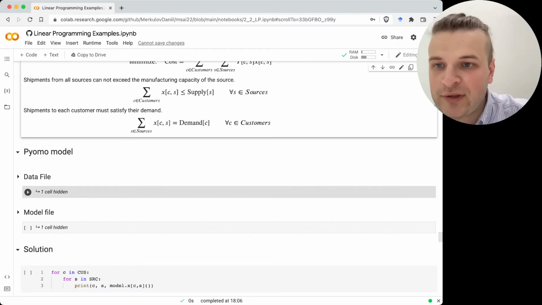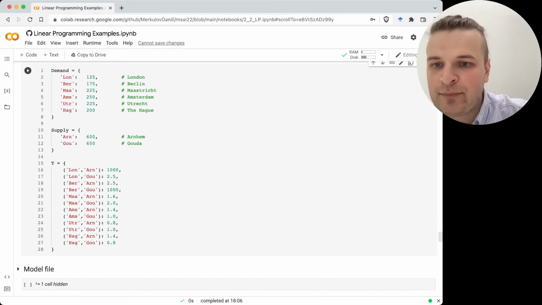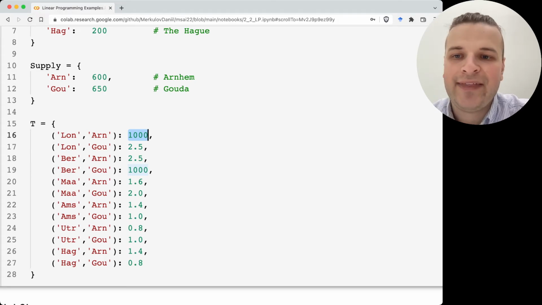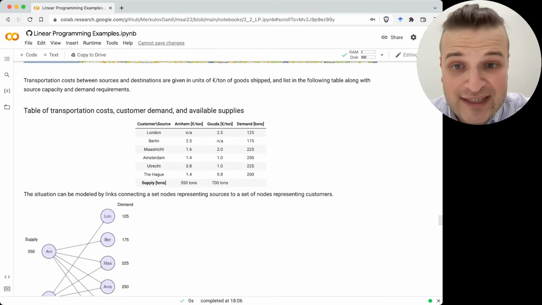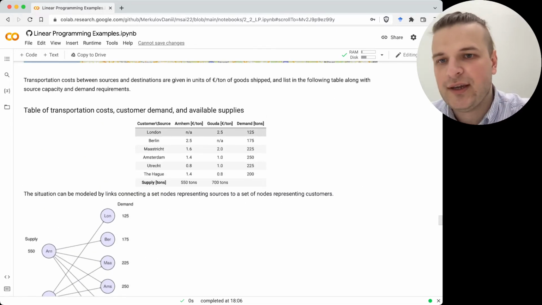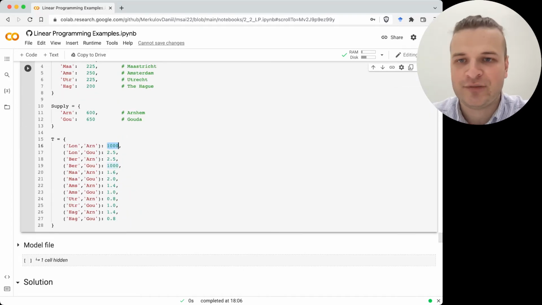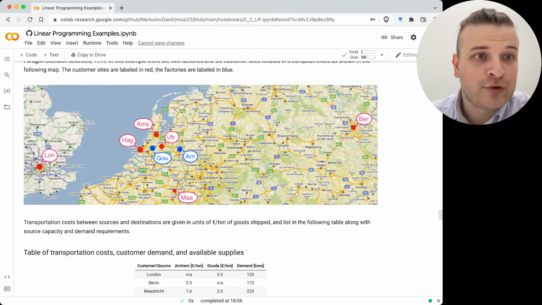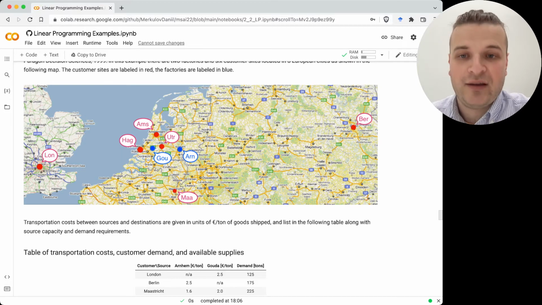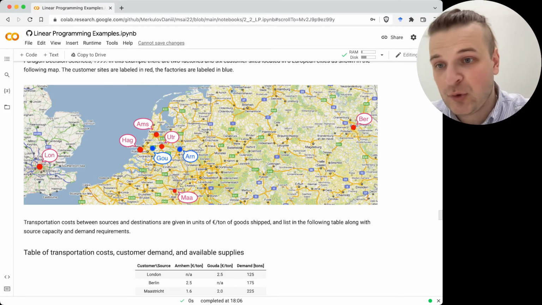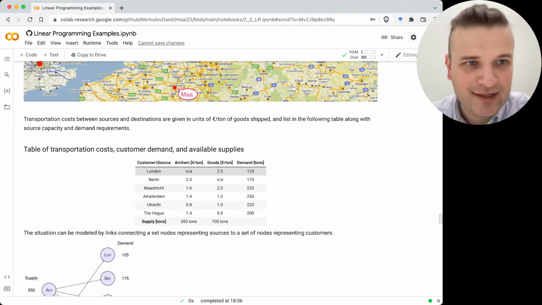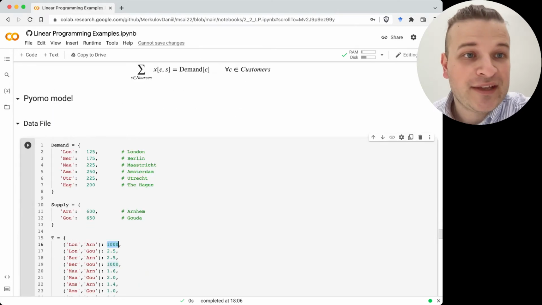We're building a Pyomo model here. That's the data here. For example, we can see some strange thousands here, and these thousands are actually replacing this NA, because if the cost for transportation from Arnhem to London is 1,000 euro per ton, while the same way from Gouda to London costs something like 2.5 per ton, it's actually something similar to NA.